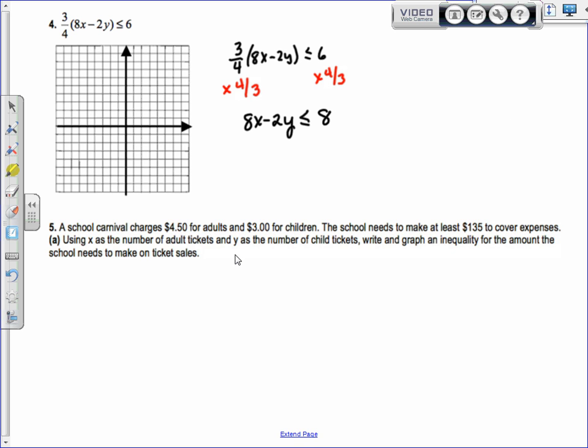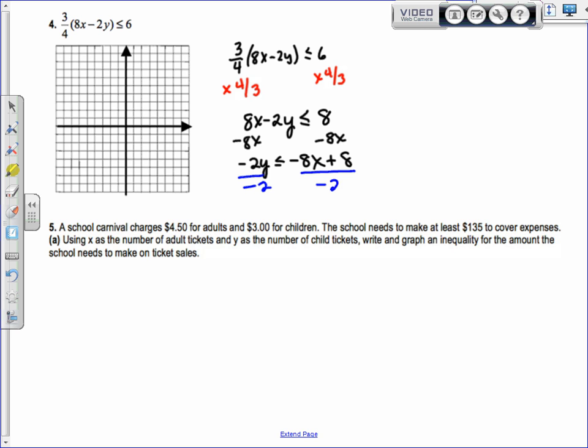All right, so now we're here. So yes, you could do the x-intercept, y-intercept method. If I was going to do that, my x-intercept would be 1, my y-intercept would be -4, right? I'd have my line. So you can do that. But like I said, for your notes, let's assume we forgot we could do that, and we'll go ahead and solve for y. Okay, so if I subtract 8x, I get -2y is less than or equal to -8x plus 8. And I divide by -2.